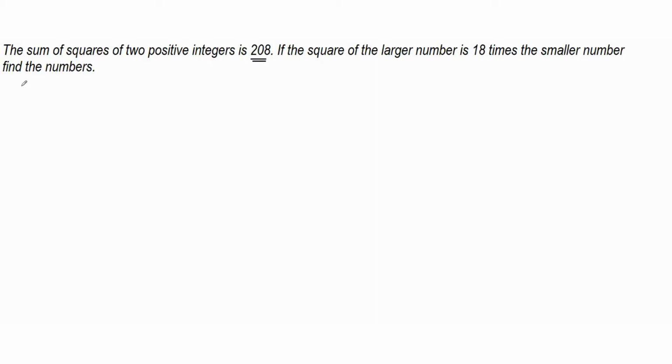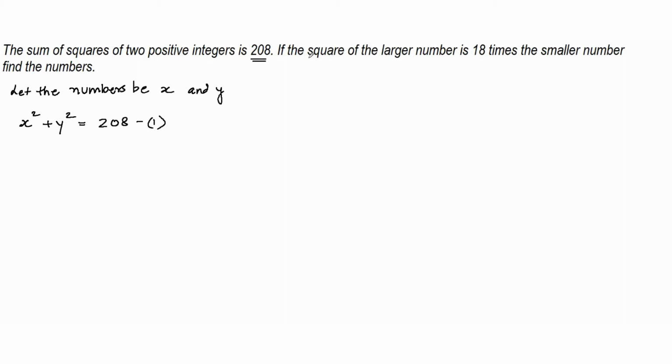So again, let us take two numbers. Let the numbers be x and y. Right, now we don't have any relation between these two numbers. So let's build the equations and then let's see if we can solve the two equations. So the sum of these squares: x square plus y square is equal to 208, that is given to me. This is my first condition.